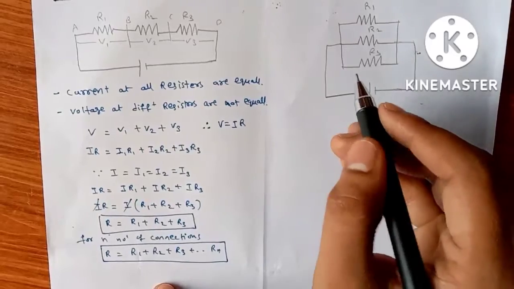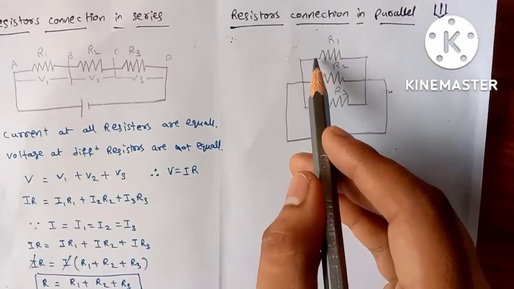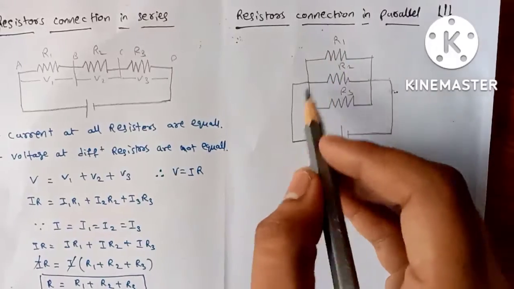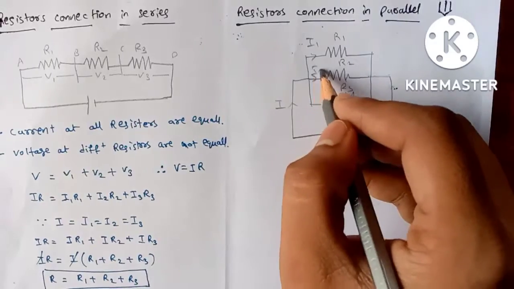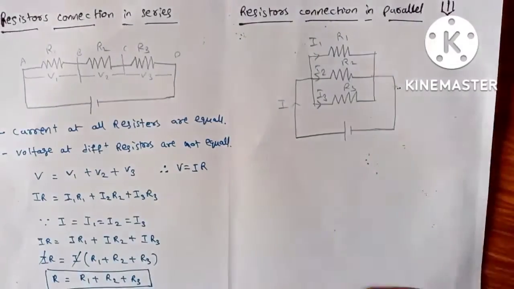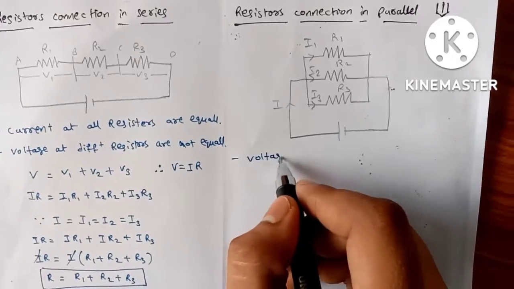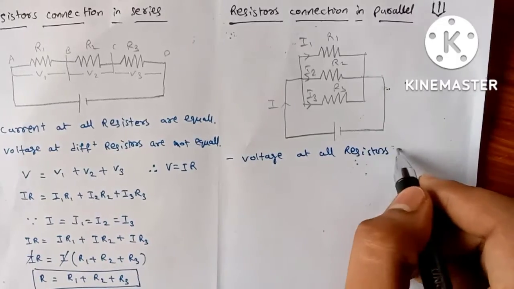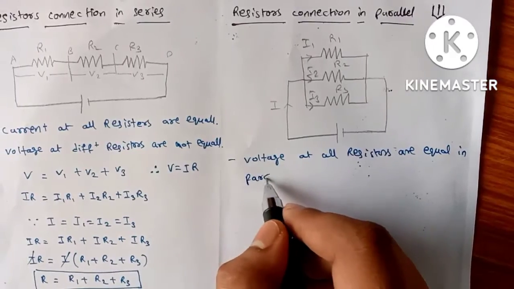Again, in parallel connection, the voltage is equal at every resistor, and the current is going to divide. I is going to divide into I1, I2, I3. Now if we take parallel connection, voltage at all resistors is equal in parallel connection.